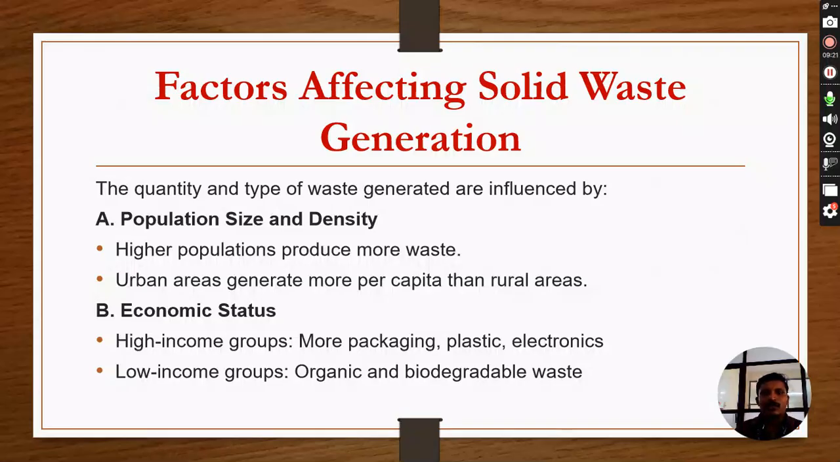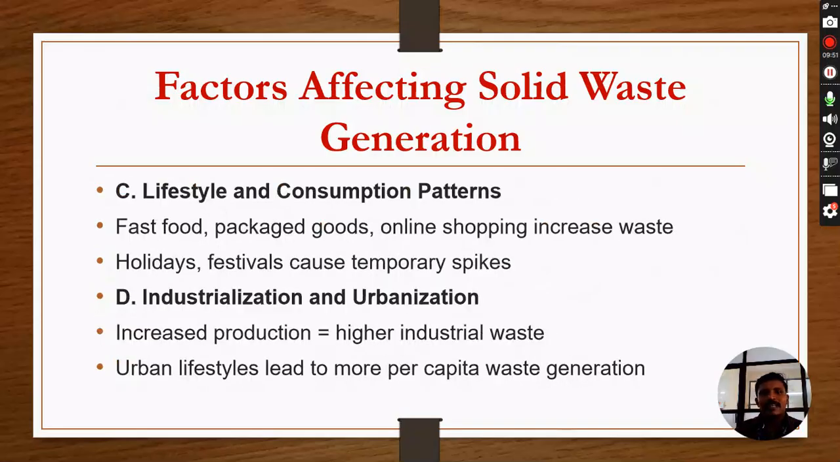Urban areas generate more per capita compared to the rural areas. And economic status also influences the solid waste generation. Here the higher income groups produce more solid waste, more packaging, plastic, electronics. Low income groups produce biodegradable waste like organic and biodegradable waste. Lifestyle and consumption patterns also generate solid waste. For example, fast food, packaged goods, online shopping increase the solid waste.